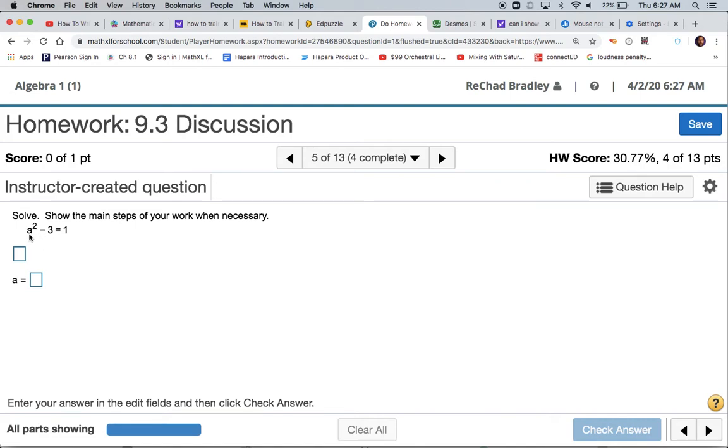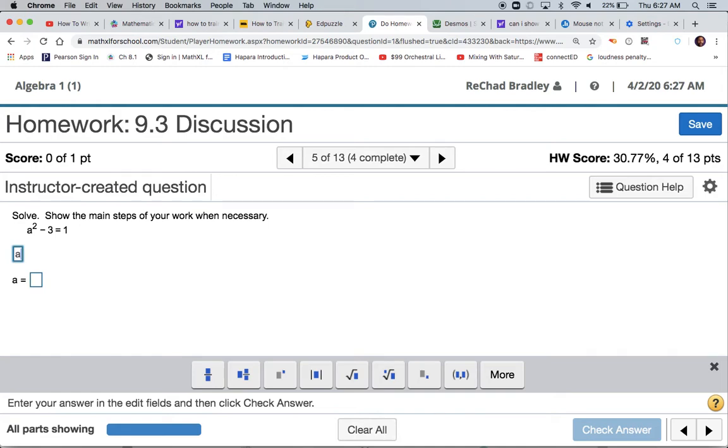Again, another one of these, a squared minus 3 equals 1. So what we want to do, and I don't need the calculator on this, but to move this negative 3, we will add it. That means that a squared, again, use the shift 6 for the power, so a squared equals 4. And tab again to move to the next box. Square rooting both sides to get rid of the square would be square root of 4 as 2 and negative 2.